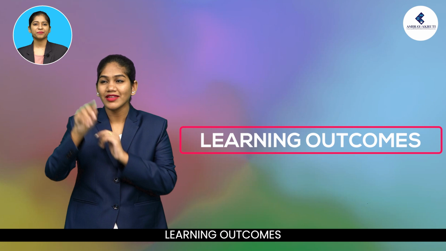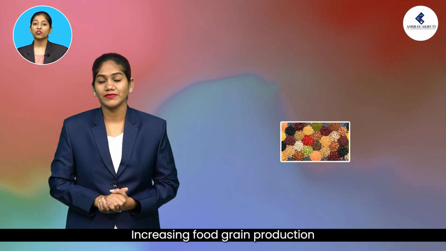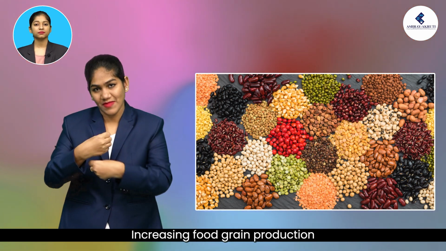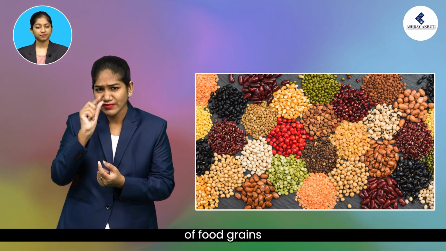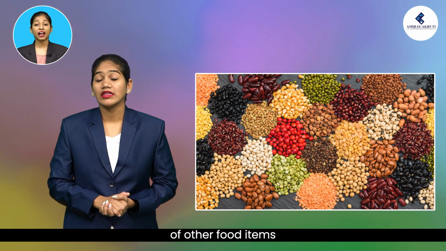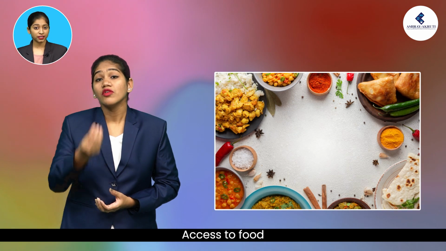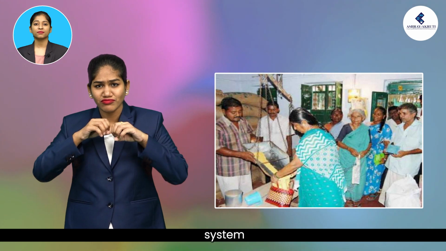Let's discuss the concept of food security. Learning outcomes. Food security of the country. Increasing food grain production. Availability of food grains. Availability of other food items. Access to food. Public distribution system. Nutrition status.